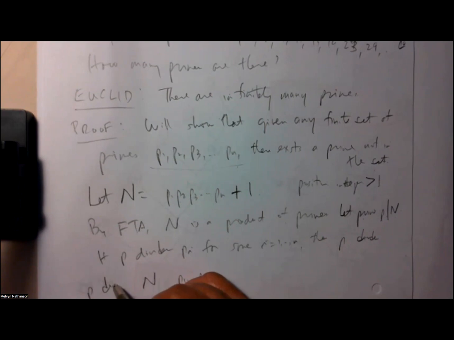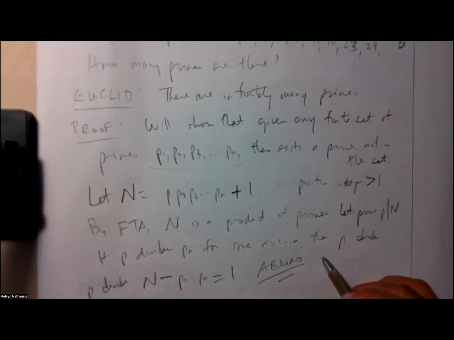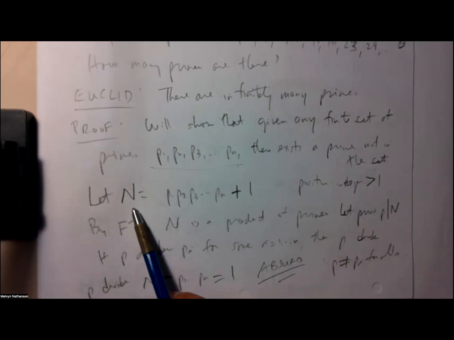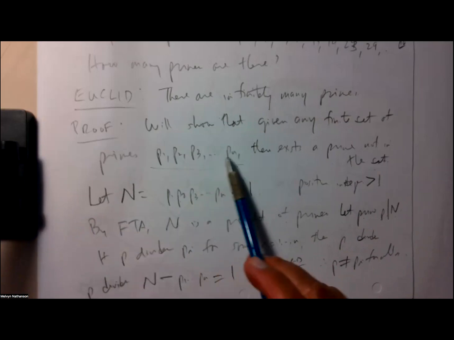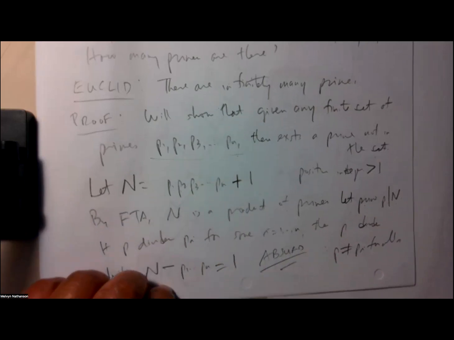So P divides this difference, N minus this product. But N minus this product is equal to 1. So this says P divides 1, which is absurd. A number bigger than 1 cannot divide 1. We have a contradiction. So therefore, P is not equal to P sub i for all i. So any prime that divides this number, capital N, is different from the n primes we started with. So that says, given any set of n primes, we can always find another prime not in the set.